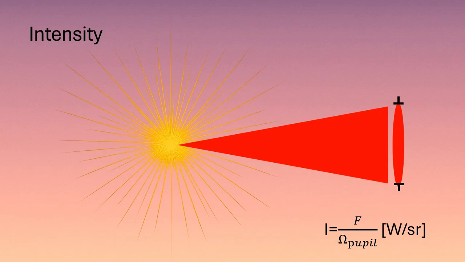This aperture subtends a solid angle from a point on the source. The amount of flux collected through this solid angle defines the intensity of the source at a given point. The unit is watt per steradian, and the intensity is defined as the ratio between the flux and the solid angle subtended by the aperture.